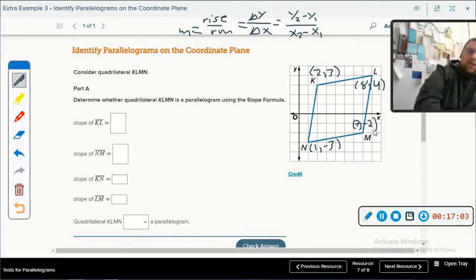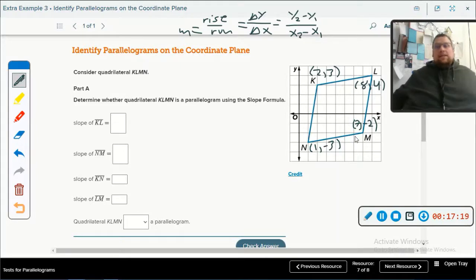Let's find all their slopes. If KN and LM have the same slope, then they're parallel. If KL and NM have the same slope, they're parallel. And then we can use the fact that opposite sides of a quadrilateral being parallel means that it's a parallelogram.